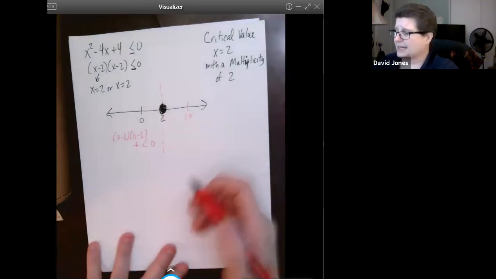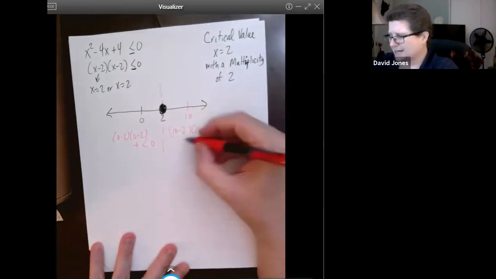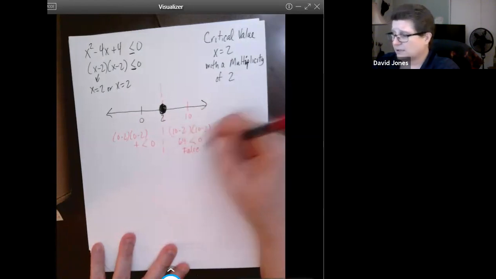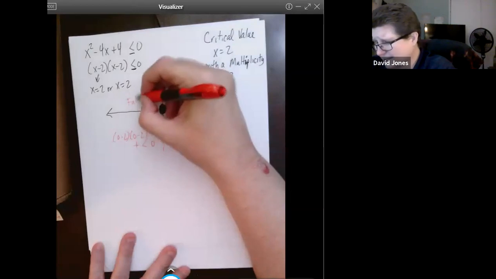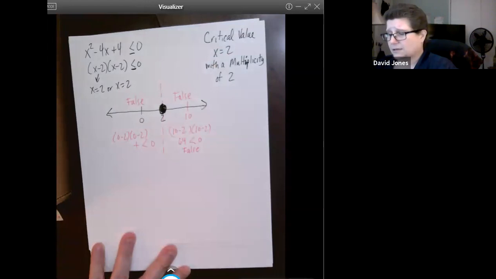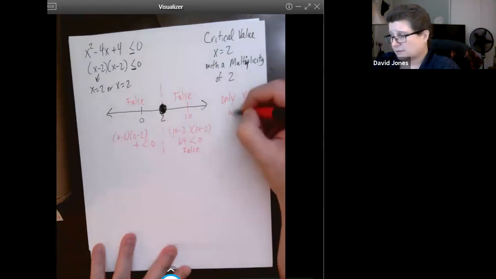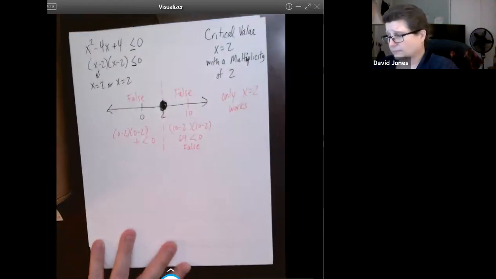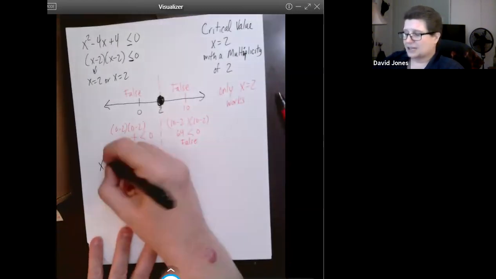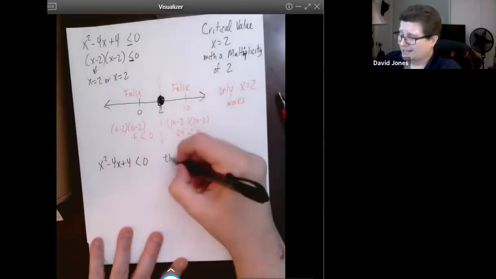If I plug in 10, 10 minus 2, 10 minus 2, 8 times 8 is 64. 64 less than 0, that's also false. So I had a false and a false. Only x equals 2 worked. If I had x squared minus 4x plus 4 is less than 0, then not even 2 works.